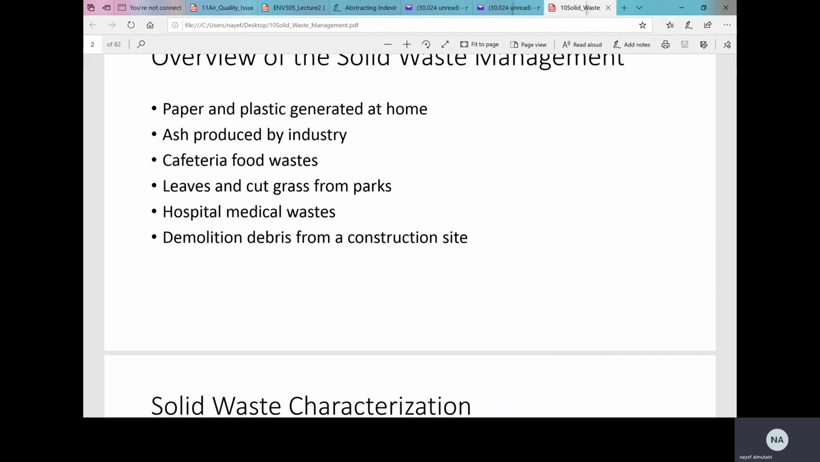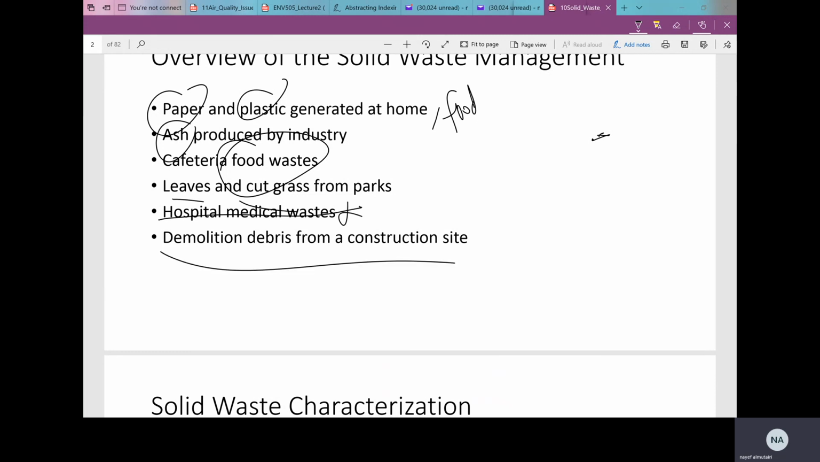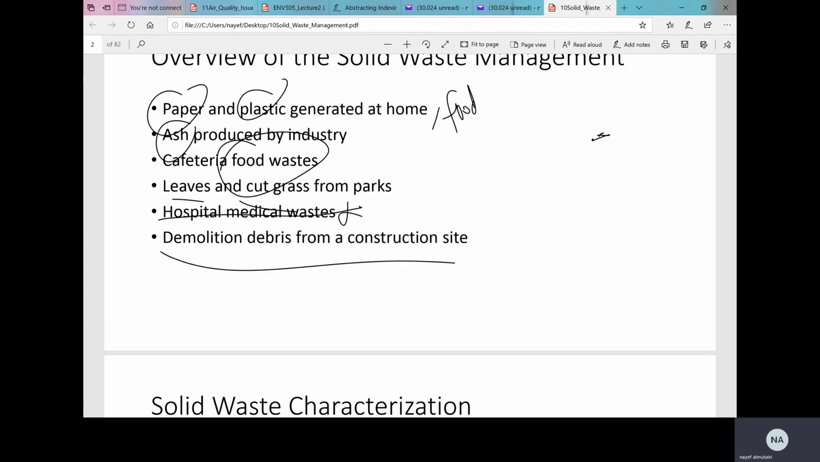We have a lot of paper, plastic, we have ash, we have cafeteria food waste. We have also food from home. Leaves and cut grass from barks, hospital medical waste, very dangerous. Demolition and debris from the construction site. This is a lot of solid waste.